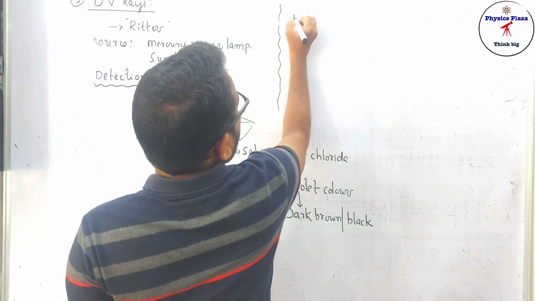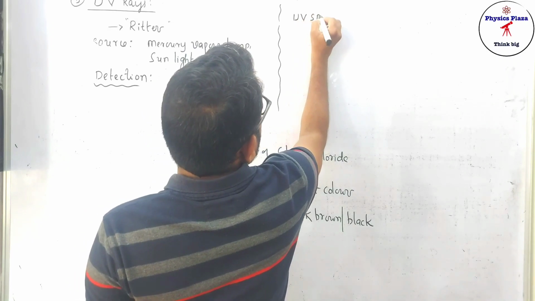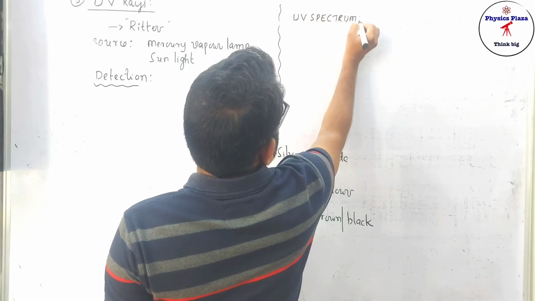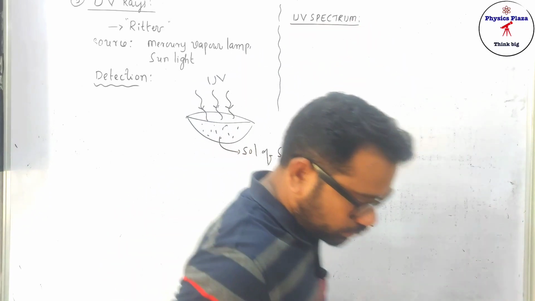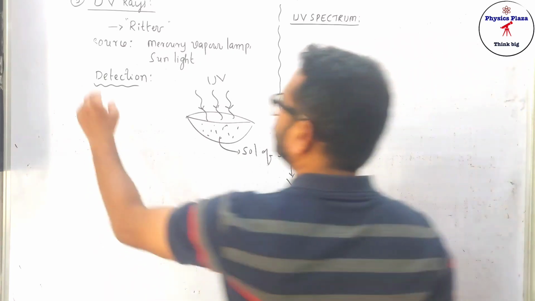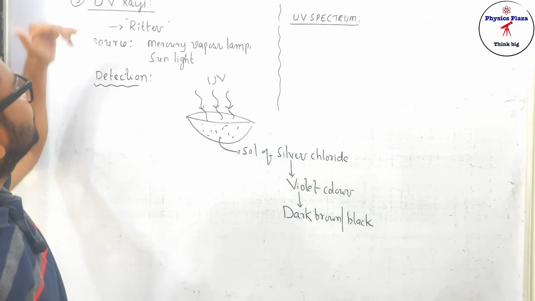And children, from the examination point of view, very important: how can you obtain the UV spectrum? How can you obtain the UV spectrum? Are you able to see this? Whatever I am writing, let me check. UV spectrum. Yes, exactly. UV rays are not visible. So next I'll try to write a little smaller.